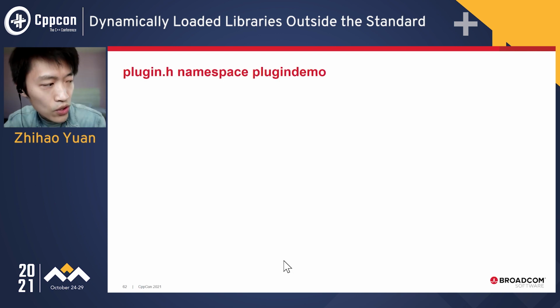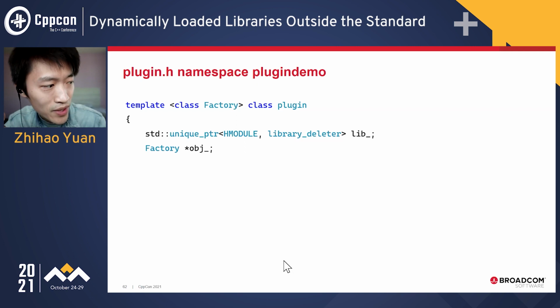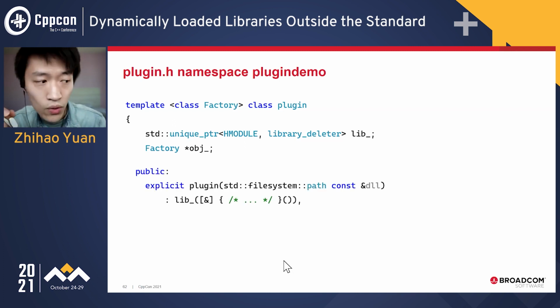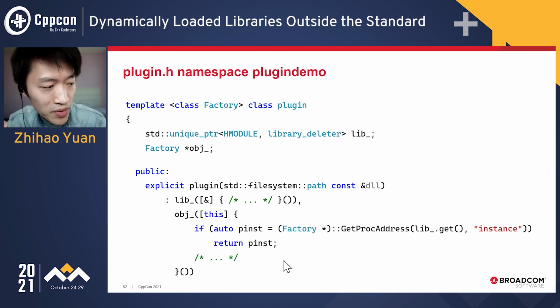Now, about how to load them as plugins. In plugin.h, namespace plugin demo, we define a plugin parameterized using the factory abstract base class type. We store a handle and a pointer to the factory. And in its constructor, we load the library from the path to the library on the file system. And then we resolve it immediately and get the address of its instance.